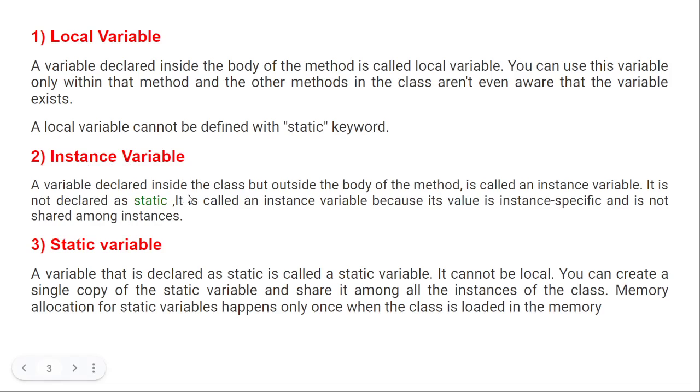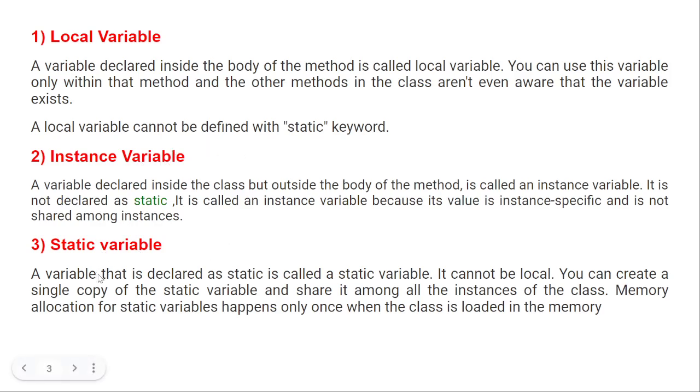The next one is the instance variable. A variable declared inside the class but outside the body of the method is called an instance variable. It is not declared as static. It is called an instance variable because its value is instance specific and is not shared among the instances.